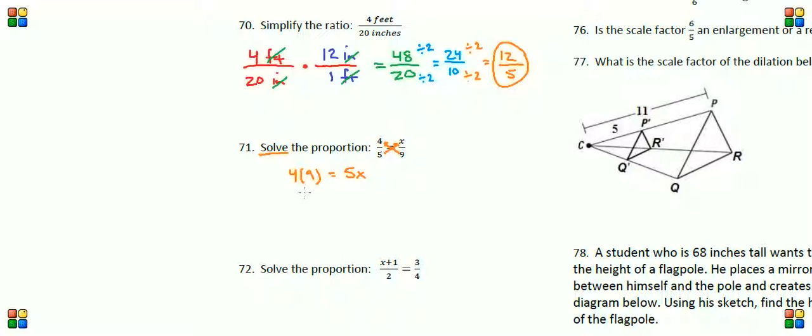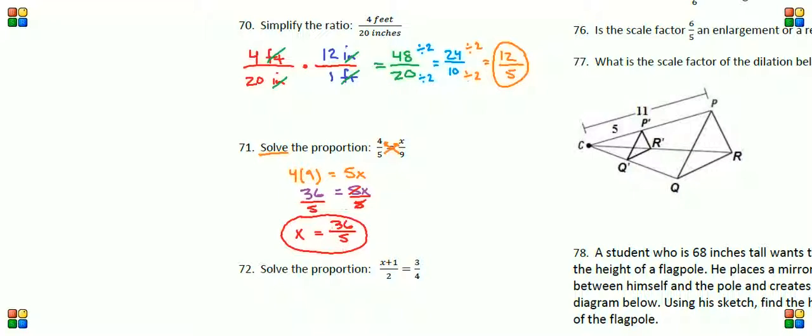4 times 9 is 36. So 36 is equal to 5x. And then remember, class, we can divide both sides by 5. And we end up with, I'm going to rearrange this to put the x on the left side. We end up with x is equal to, let's just cancel these out because the 5's cancel over here. x is equal to 36 over 5. And that cannot be reduced or simplified because 5 is prime. So our answer, the value of x, is 36 divided by 5.